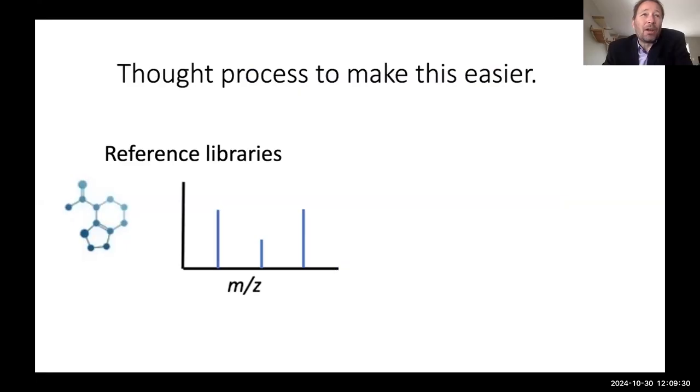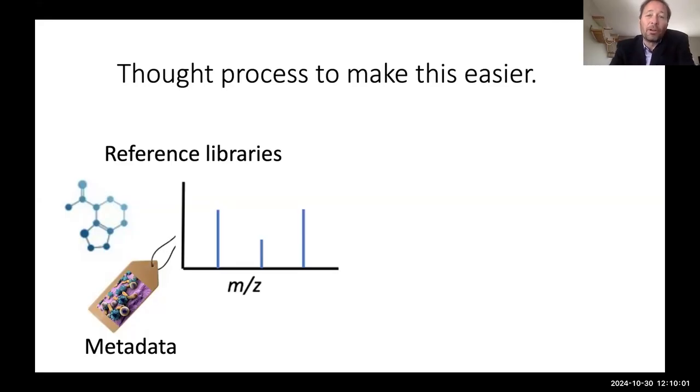And so the thought process that we had to make this easier is leveraging these large resources that have been created. One of those is reference libraries. And the idea behind reference libraries is that these are the known molecules. So you have some sort of structure associated with it. You have an annotation associated with it. But now we can tag metadata to this reference library spectrum, so that when we encounter that particular spectrum, we don't only get the name of the annotation, but also the metadata, where it's a microbial molecule, it's a drug molecule, it's a pesticide, et cetera.